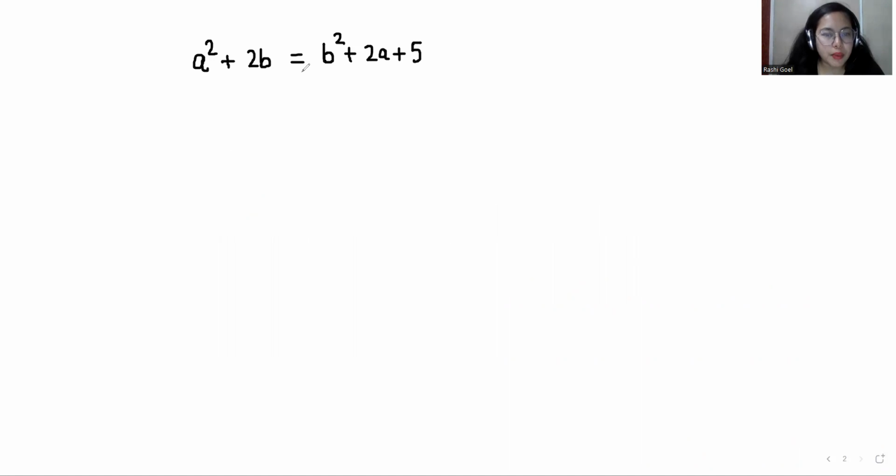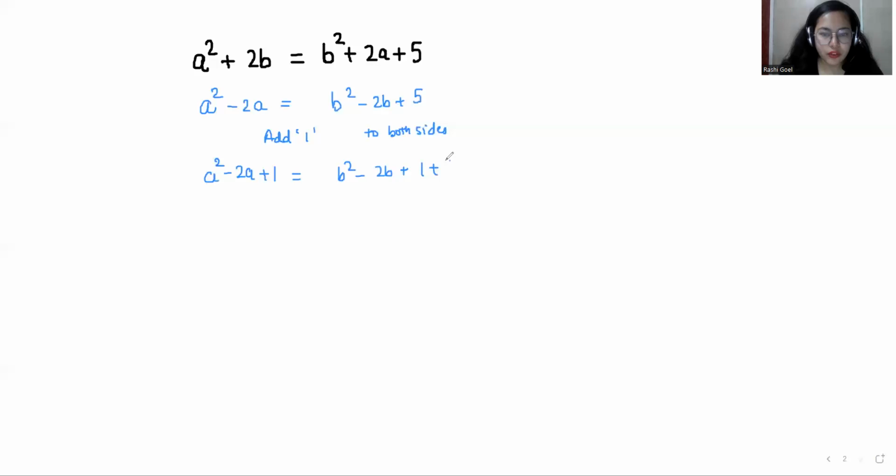So now the first step is we separate the variables: a to the left side and b to the right side. So here a square minus 2a is equal to b square minus 2b plus 5. So if I add 1 to both sides, it looks like a square minus 2a plus 1 is equal to b square minus 2b plus 1 plus 5.